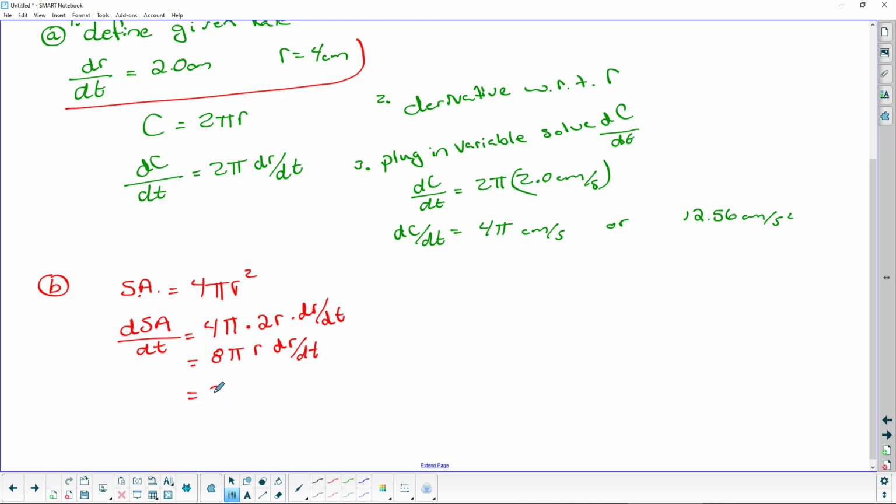So we're going to go 8 pi times 4 centimeters times 2 centimeters a second, and that's going to give us our result. So 2 times 4 is 8, 8 times 8 is 64. So we got 64 pi centimeters squared per second. And that's the rate of change of the surface area.